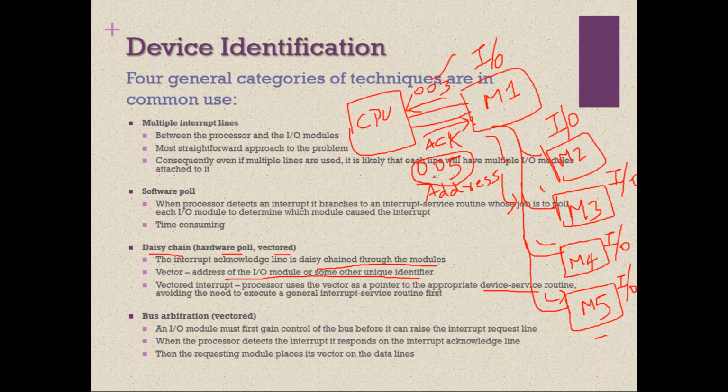The processor uses the vector as a pointer to the appropriate device service routine. Based on this address or vector, the CPU will call the appropriate ISR, avoiding the need to execute a general interrupt service routine first. In software poll only, you will execute a general interrupt service routine, which will check all IO devices one by one to find who has created the interrupt.